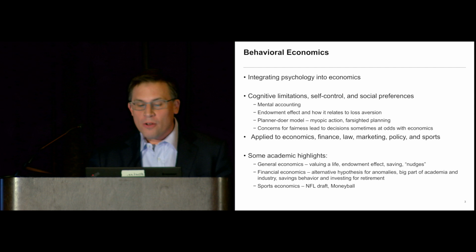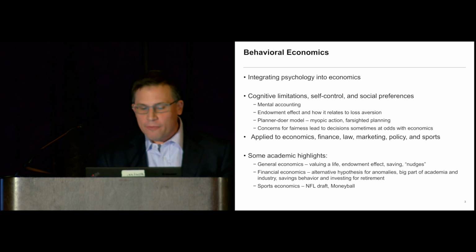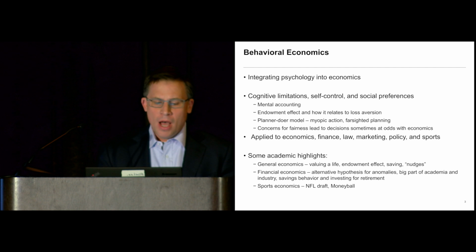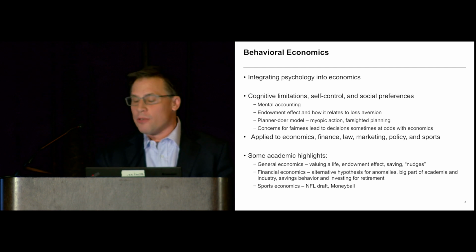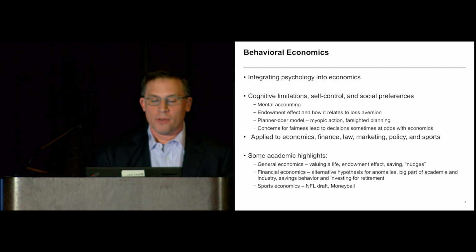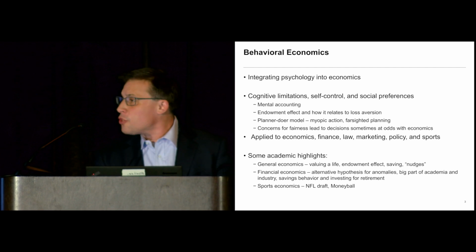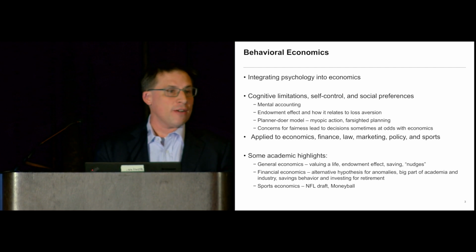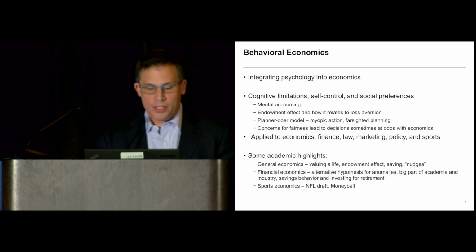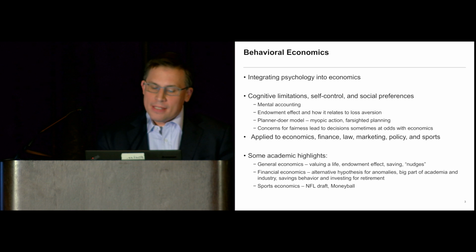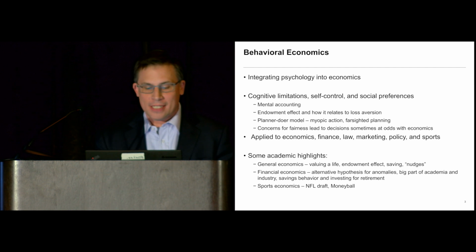Cognitive limitations, self-control, and social preferences have all influenced a lot of his work, and it spans a number of different models and effects that he's famous for, most notably mental accounting and the endowment effect, the planner-doer model about myopic action versus farsighted planning, and then concerns for fairness and how those might deviate or seem at odds at times with economic rational decision-making.